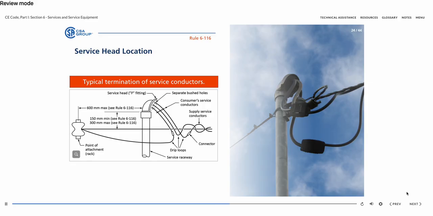is at least 150 millimeters above the support for attachment of the overhead supply service conductors, is no more than 300 millimeters above the support for attachment of the overhead supply service conductors, and is no more than 600 millimeters horizontally from the support for attachment of the overhead service conductors or cables.